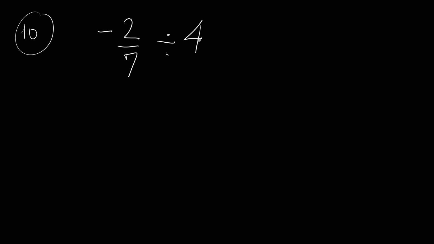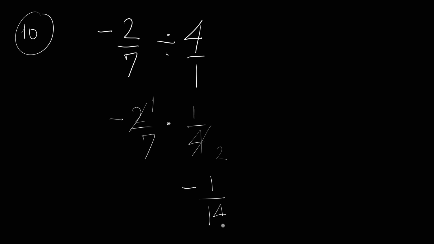With problem number 10, negative 2 over 7 divided by 4. But how am I going to divide if this is a whole number? So I need to make this a fraction. If you put a 1 underneath, that will be a fraction. Now we're going to change this division symbol into a multiplication statement. And to do that, we need to use the reciprocal and simplify if possible. 2 goes into here once, 2 goes into here twice. So negative 1 times 1 should give you negative 1, and 7 times 2 should be 14.